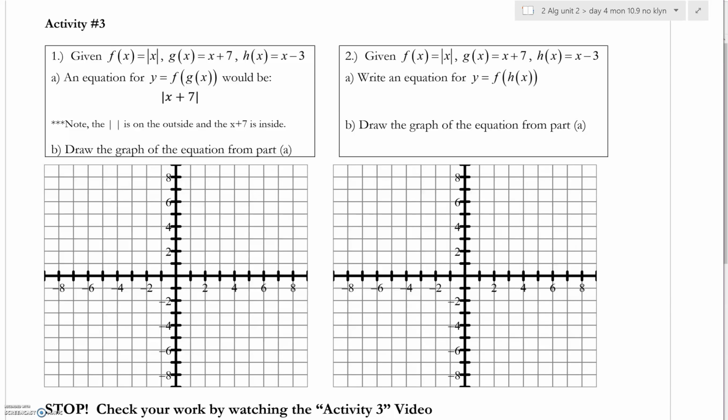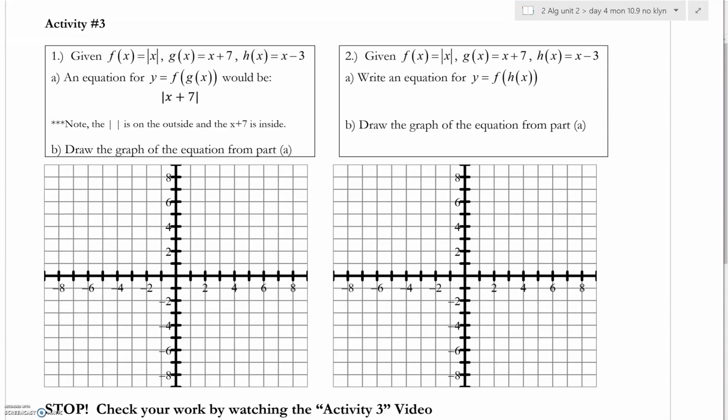Well, here you are all the way to the third activity. You're almost done for the day. This should have felt a little bit new, a little bit familiar, but a little bit new. For the first activity, I did the composition for you so you can see what it looks like to put the g function, which is x plus 7, inside the f function, which is the absolute value.